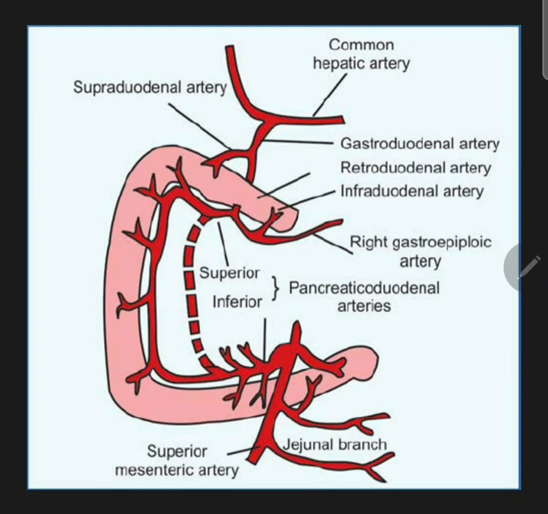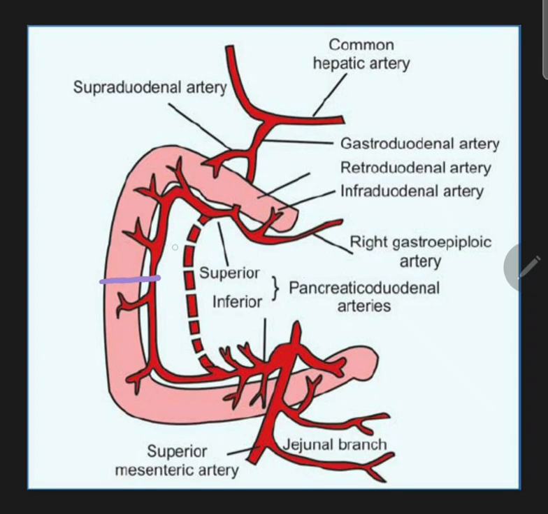The junction of the foregut and the midgut derivatives is actually at the opening of the bile duct into the second part of the duodenum. So all the structures above the opening of the bile duct into the duodenum will be derivatives of the foregut, and the foregut derivatives are definitely supplied by the celiac trunk branches.